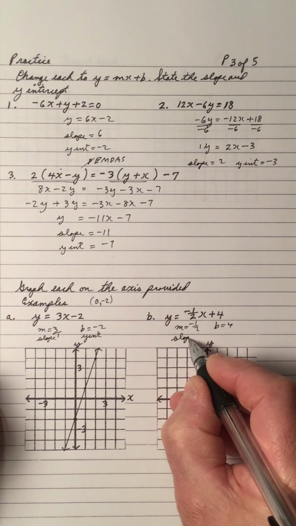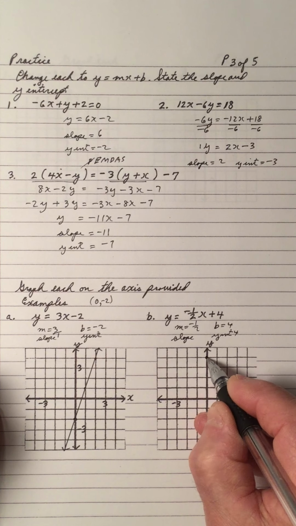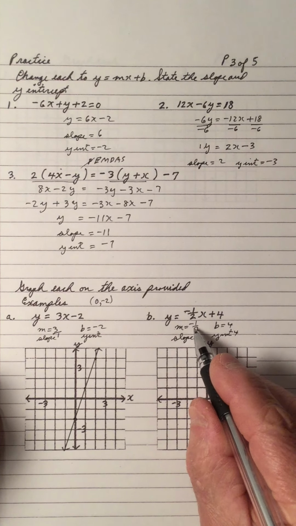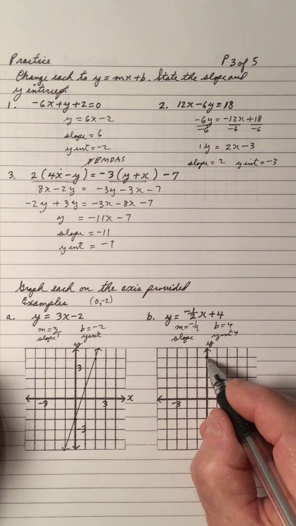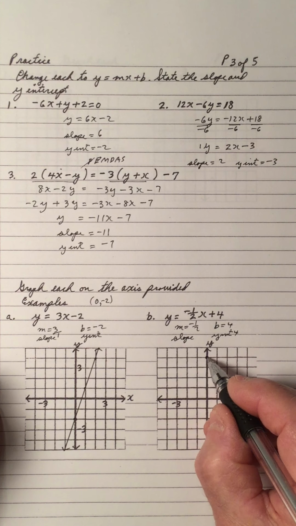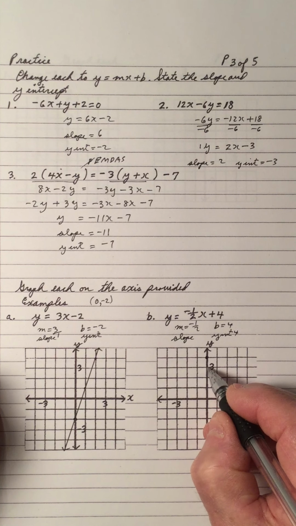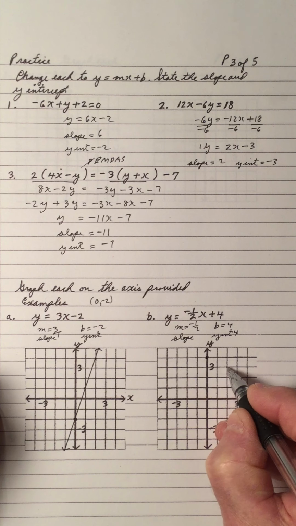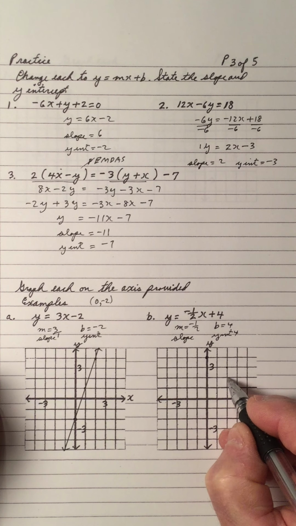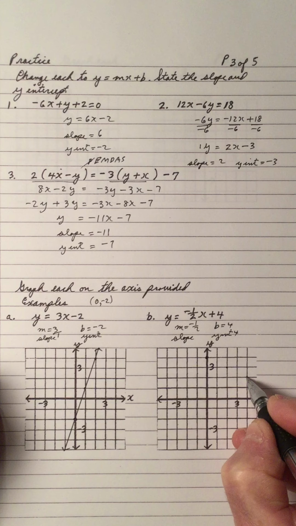So we plot the y-intercept. The y-intercept is on the y-axis, 1, 2, 3. The y-intercept is 4, so we got that plotted. And the slope is a negative 1 over 2 from the y-intercept. So we go down 1, right 2. Again, we go down 1, right 2.